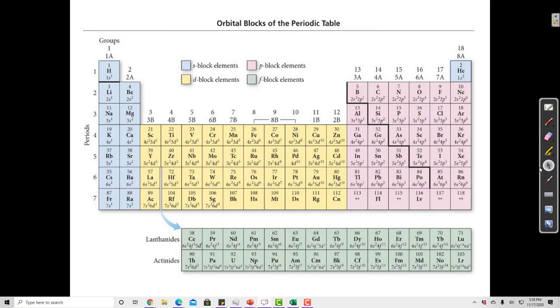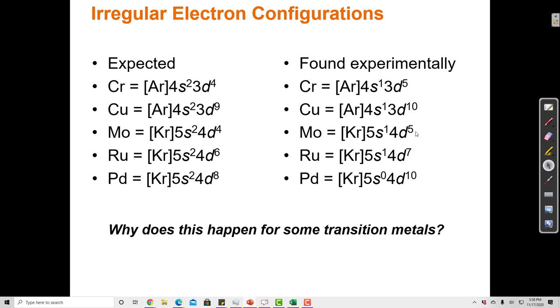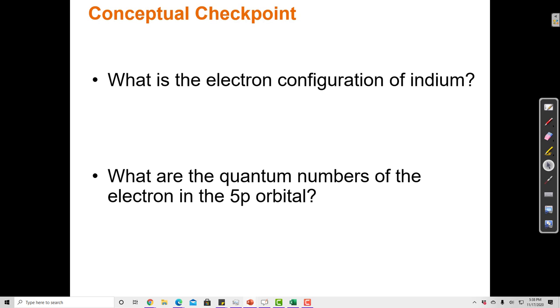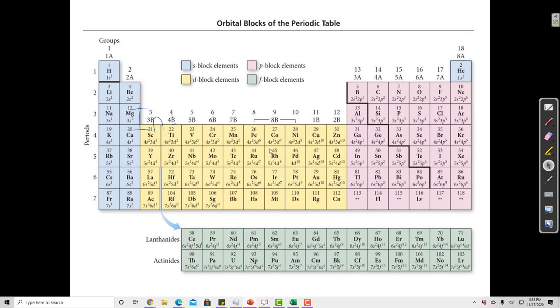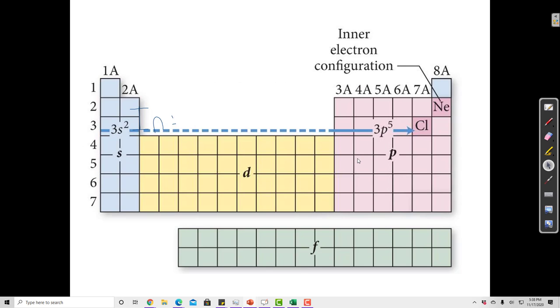Okay, the last thing, let's give one a shot. What is the electron configuration of indium? Well, first we have to find it on the periodic table. Here it is, indium, 49. It's this one. I don't want to cheat. So this is indium, if you're looking at a periodic table that doesn't have the electron configuration written right on it. So if we want to write the electron configuration of this element right here, then remember we have to write everything before it.